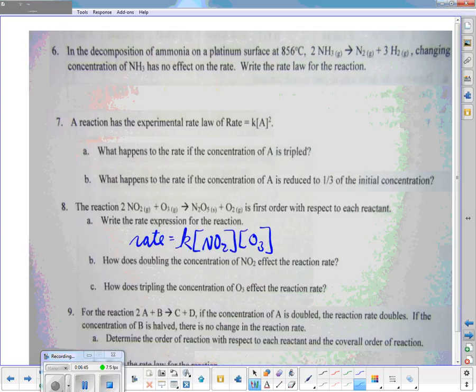Times by 2, it doubles. Okay, what happens if I triple the rate of O3? It triples, yeah, because they're ones. Not a big deal. Okay, this first page is just think it through.